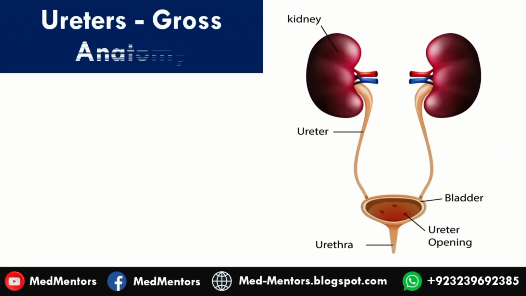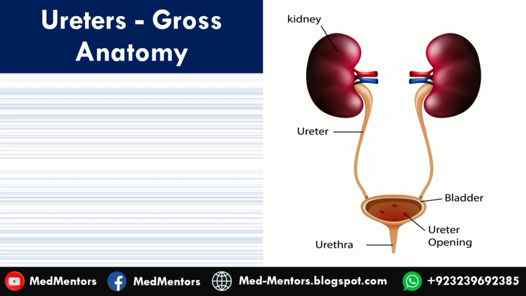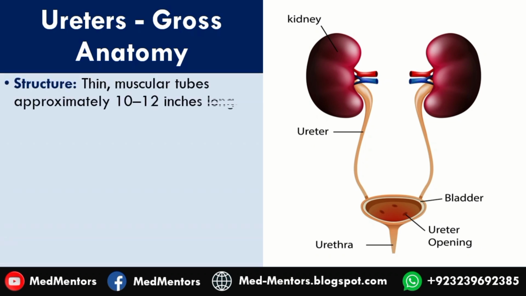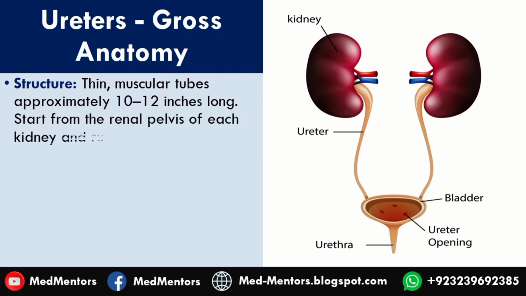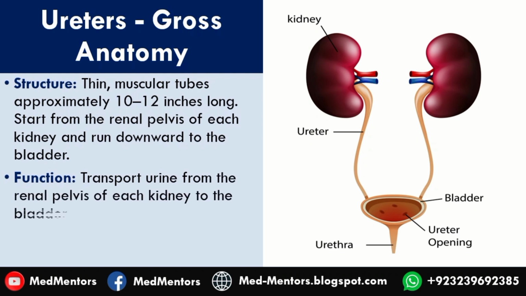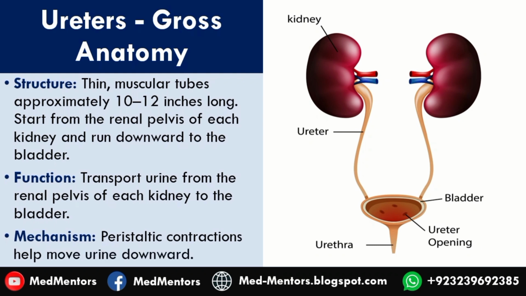Next, ureters, gross anatomy. Moving to the gross anatomy of the ureters. Number one, structure. The ureters are thin, muscular tubes about 10 to 12 inches long, extending from the renal pelvis of each kidney downward to the bladder. Function. They transport urine from the kidneys to the bladder efficiently. Mechanism. Peristaltic contractions of the ureter walls help move urine downward toward the bladder.